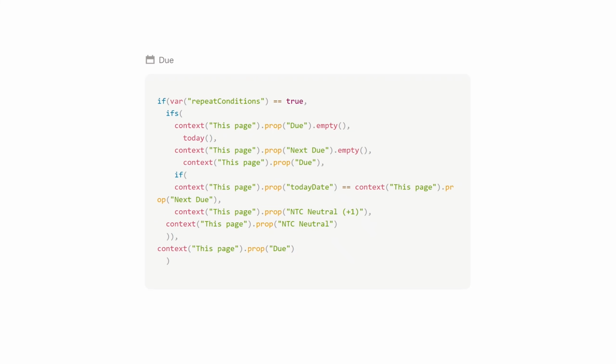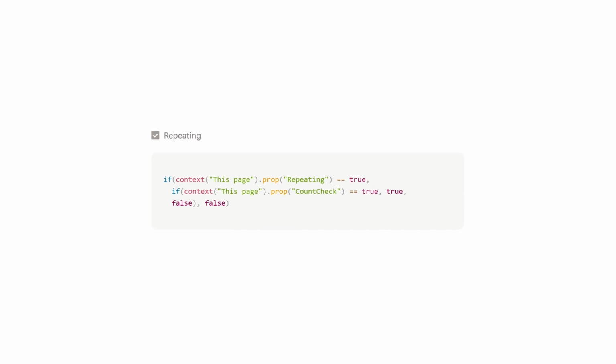For due, we use the due formula we used before, but with trigger page changed into this page, in addition to next time calibrated and next time calibrated plus 1 being replaced by NTC neutral and NTC neutral plus 1. The same goes for done, the same goes for status, the same goes for progress. We also add the repeating off in this same button. We use the same formula, but with this page instead of trigger page.